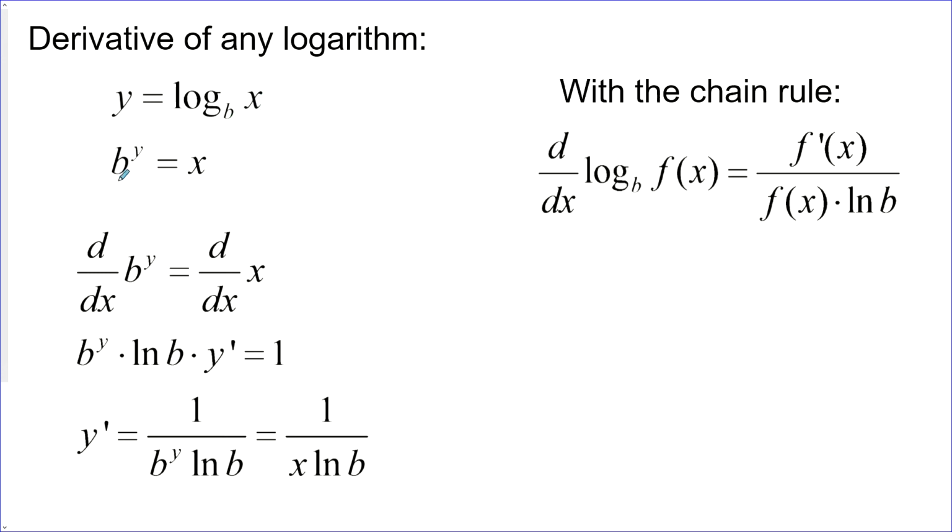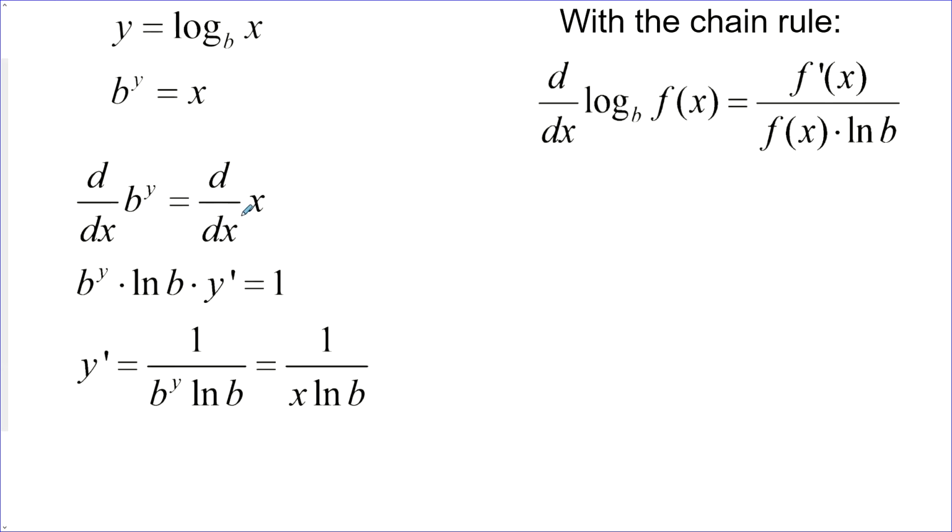And we can rewrite this into exponential form to take our derivative. So the derivative of b to the y we know is b to the y times the natural log of b times y prime, and the derivative of x is just equal to 1. Solve this for y prime, we get that it's 1 over b to the power of y times the natural log of b, and b to the power of y is just x.